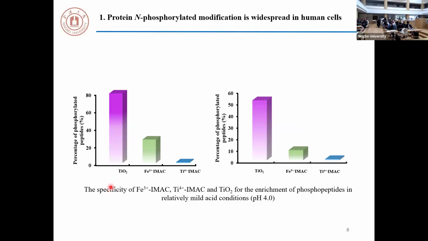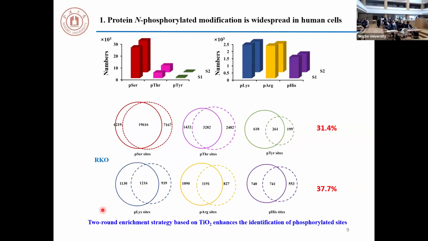As the results show, the titanium dioxide method exhibits a high specificity for phosphopeptide enrichment in mild acid conditions. So in the following study, we use the titanium dioxide method for phosphopeptide enrichment. We combined the two-round enrichment strategy and high pH fractionation. We developed a large-scale phosphoproteomics workflow for nitrogen phosphorylation identification.